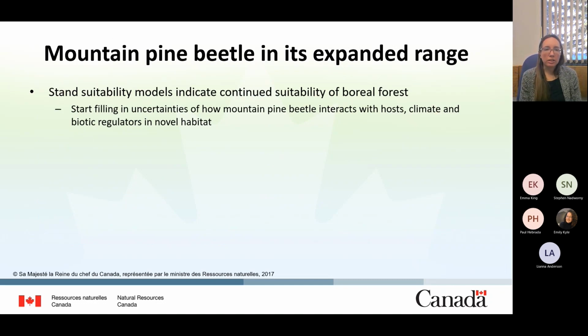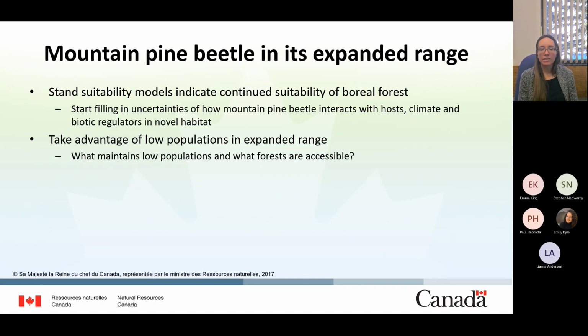In summary, we need to expect that mountain pine beetle is now part of our forests in Alberta. Stand suitability models still indicate the continuation of suitability of our boreal forests, even though we are at these really low populations right now, and we had some cold winters. We may expect mountain pine beetle to just be part of our forest now. But we need to fill in the holes of uncertainty that we have, such as how beetles perform in jack pine, how beetles perform with the different chemistries that the trees have here, and also what biocontrol or management we can use here.